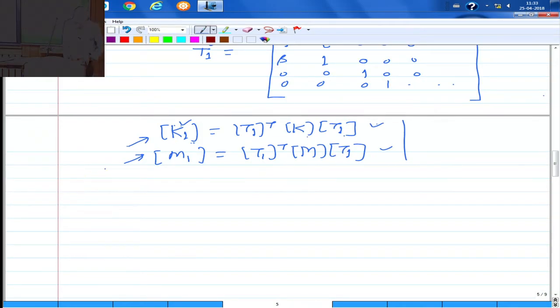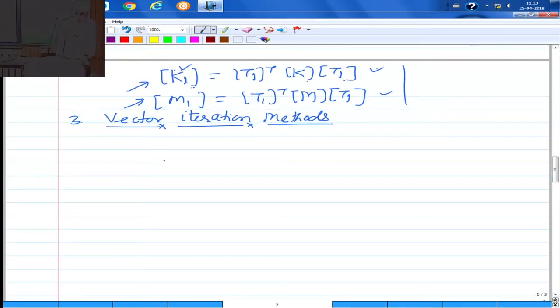So then the third category of methods are based on the vector iteration method. In this also we have a number of them. So one is known as inverse vector iteration, forward vector iteration, simultaneous vector iteration, subspace iteration, Lanczos iteration. So there are a number of methods, but the basic idea is basically the same. As the name suggests, vector iteration. So I am going to just give one example.